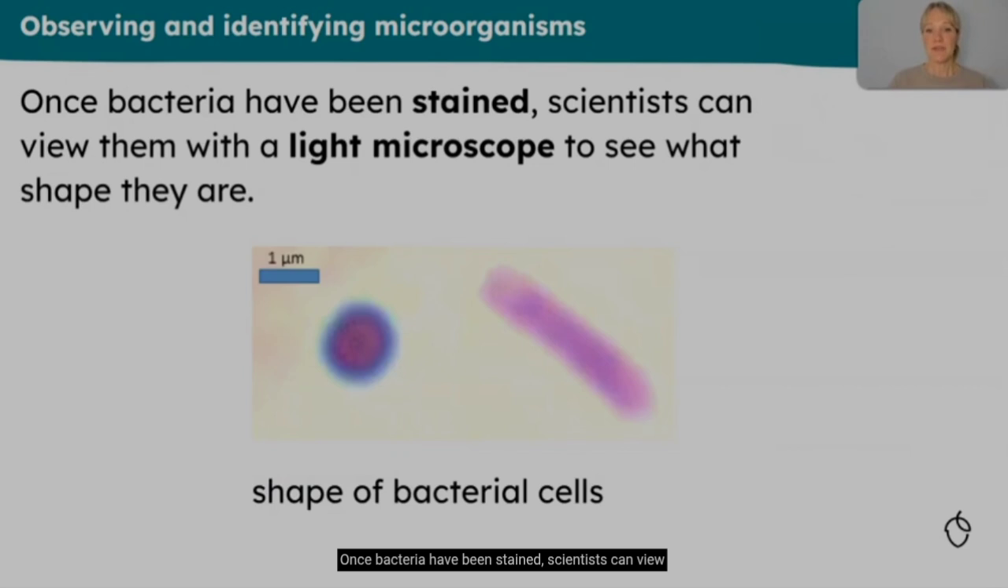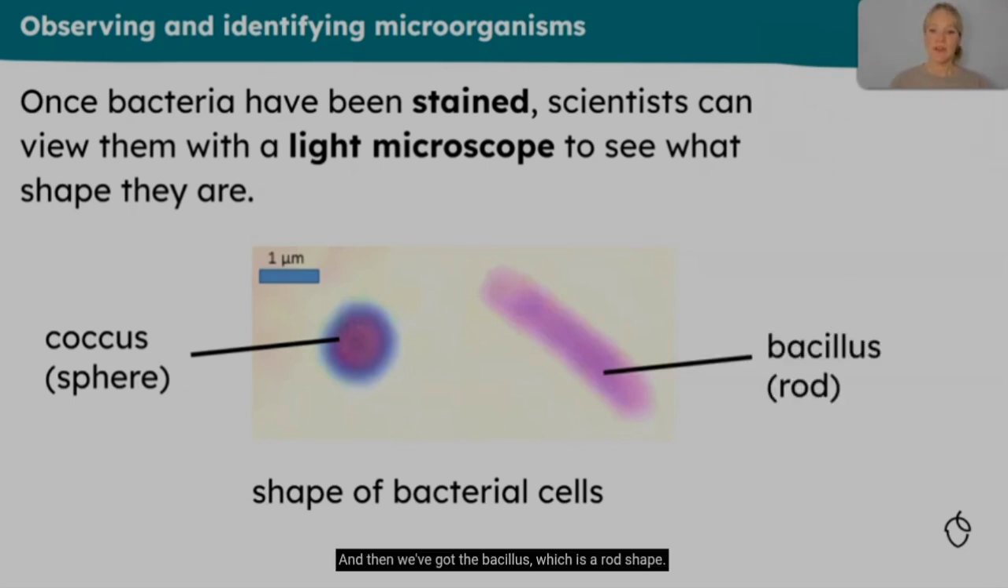Once bacteria have been stained, scientists can view them with a light microscope to see what shape they are. We've got two different shapes there on the board. We've got the coccus, which is a sphere, so a round shape, and then we've got the bacillus, which is a rod shape.